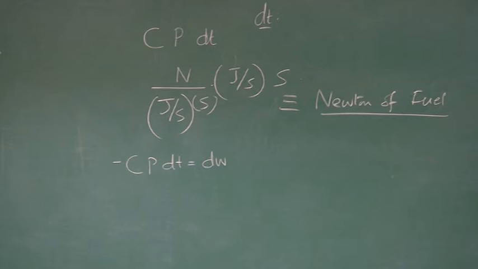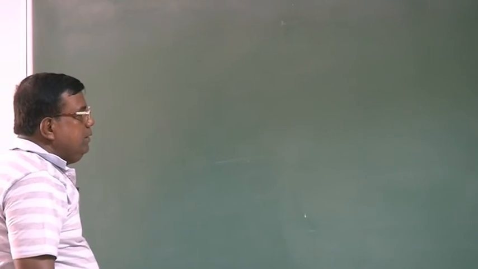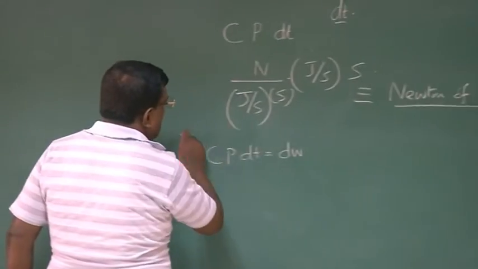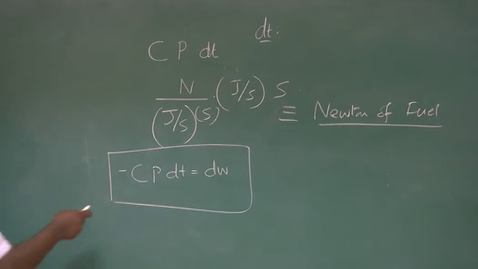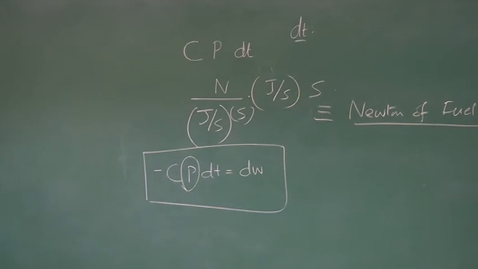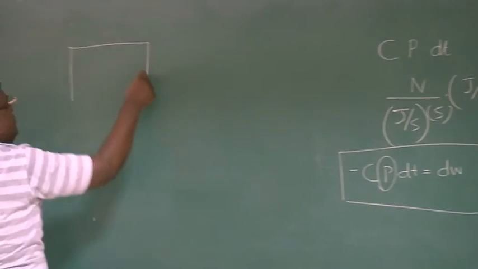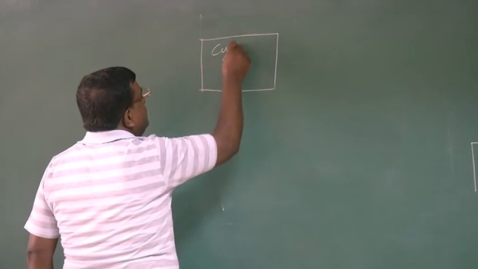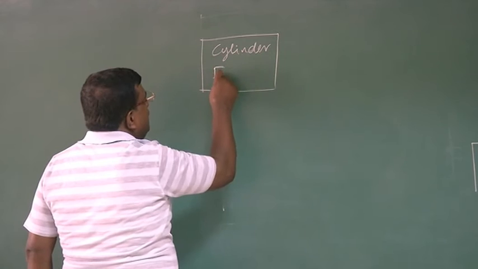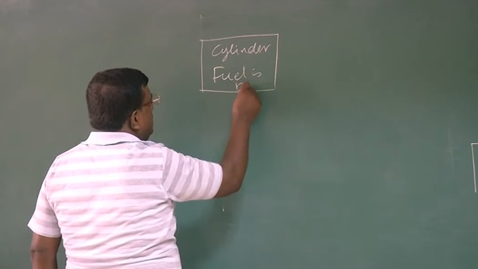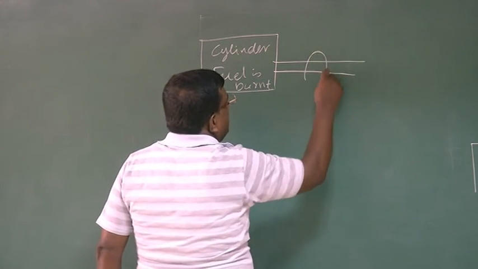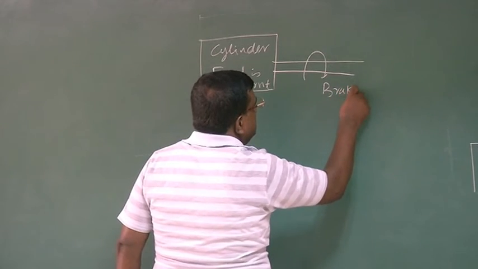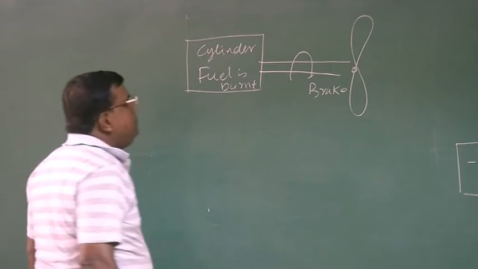Before we go to the next step to utilize this, let us have a closer look at this term C P dt. I would like to understand better what this P is. So let us come back to the basic mechanism. There's a cylinder, and here the fuel is burnt, and then this power is generated at the brake, and here we put a propeller. Right?